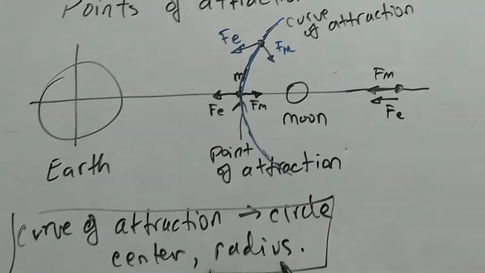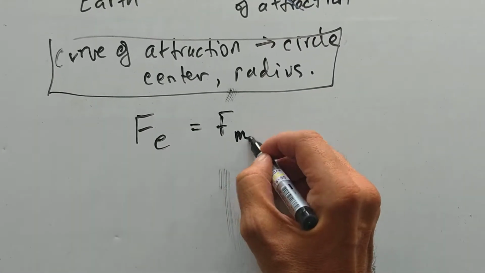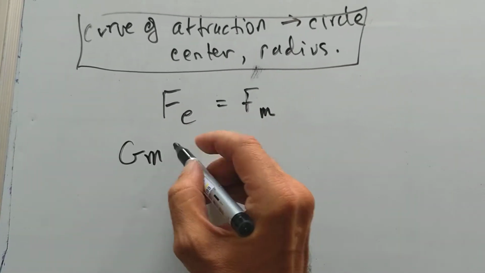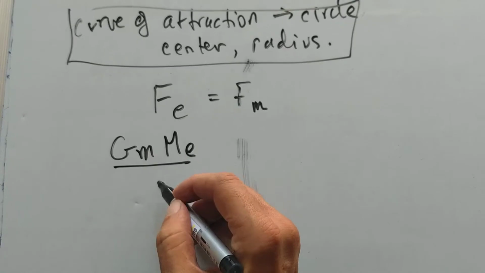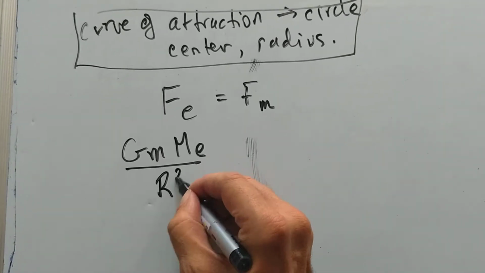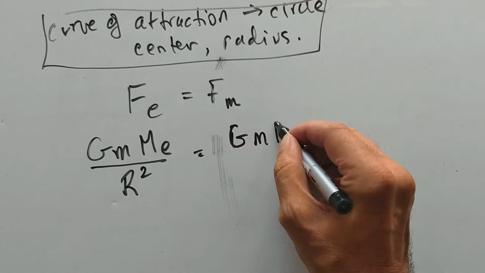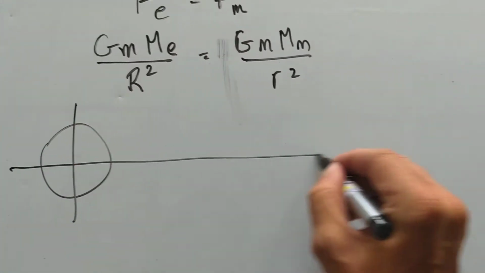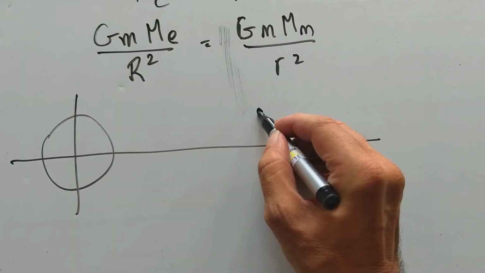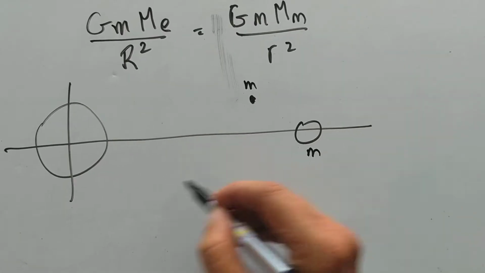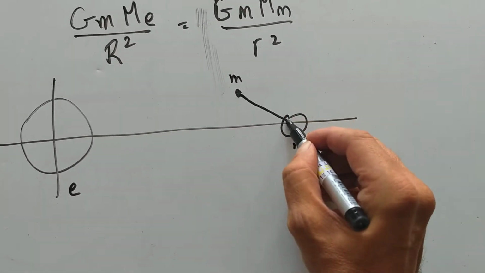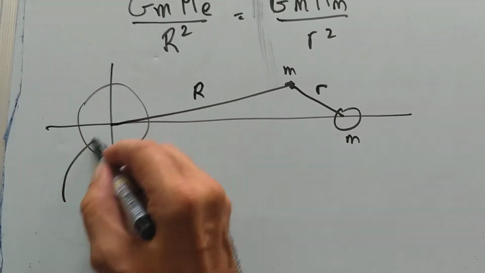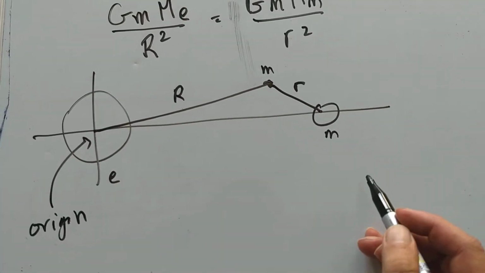The forces are equal at the point of attraction. Now, Newton's law of gravity gives us something like this. Well, this is going to be big R squared, and this here, G M m moon over little r squared. What do I mean by that? Okay, let's draw some geometry here. Take a point, mass m. Here's the Moon, and here's the Earth. So this small distance is little r, and this big distance is big R. We're going to take the origin to be over here.